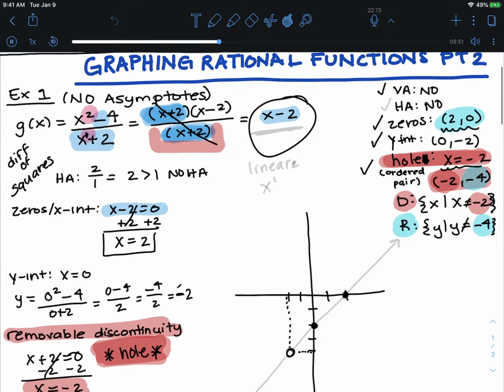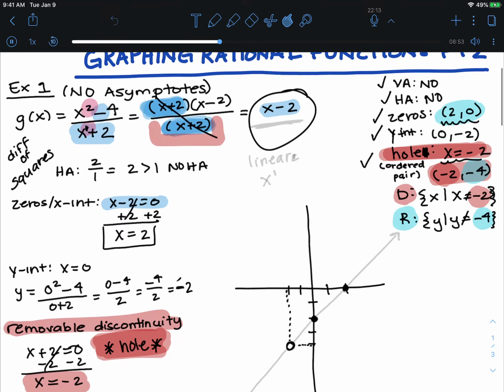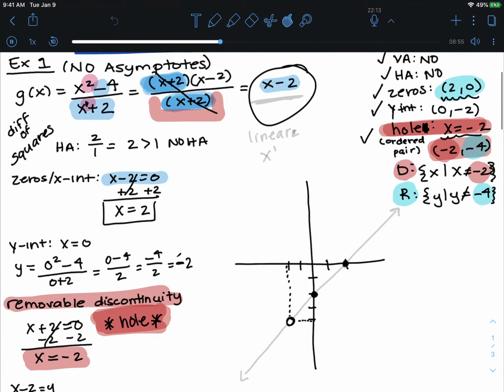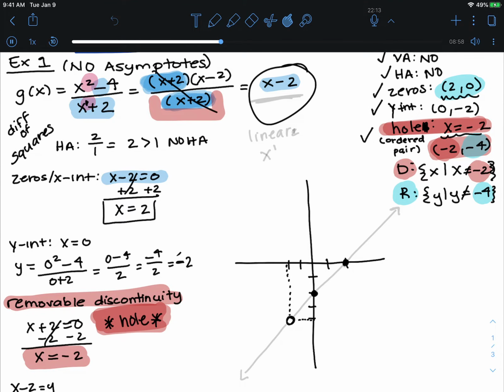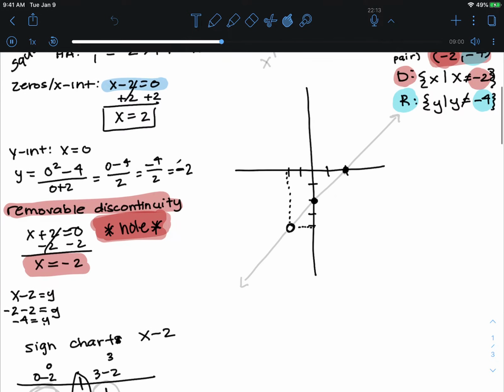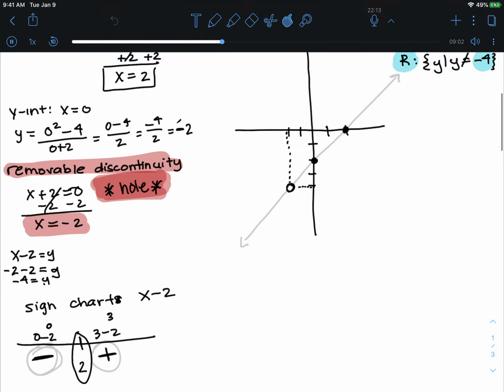No vertical asymptotes, no horizontal asymptotes. So that means I have this 2 right here, and it says that anything on the left side is going to be going towards the negative side. So I'm going to bring this line down like this, and it's just going to continue. And then anything to the right of 2 is going to be positive. Going right means I'm going to be going upwards. And so this is what the function is going to look like.